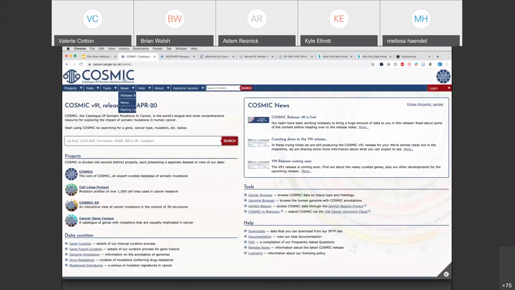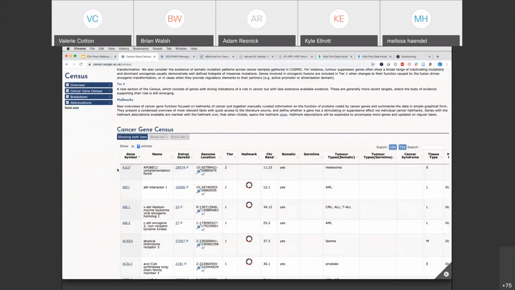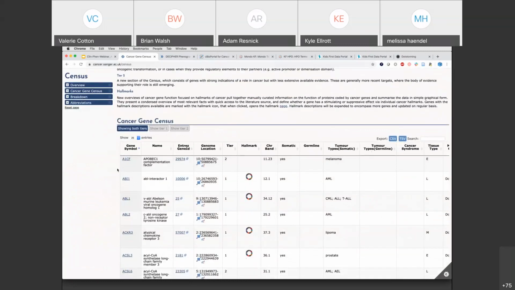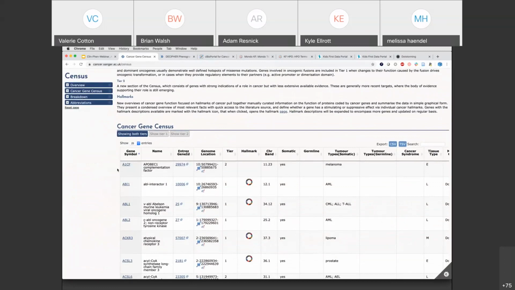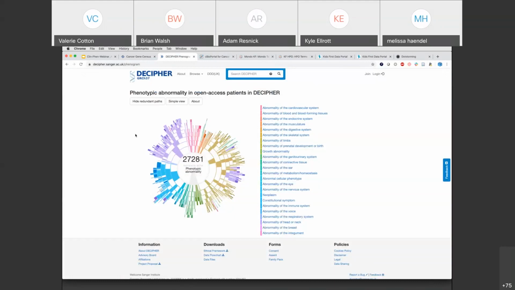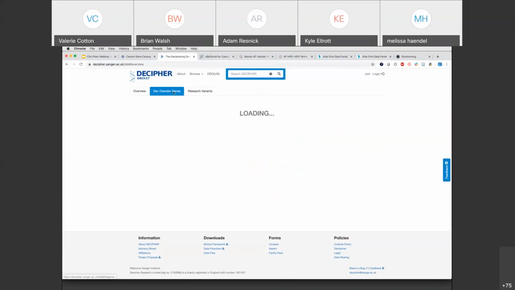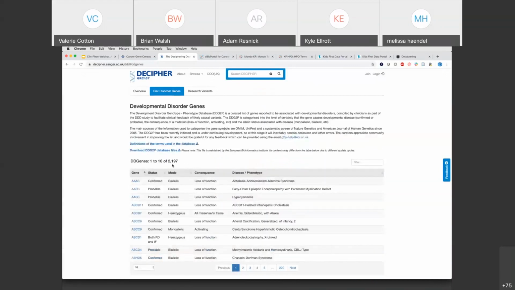COSMIC is a catalog of somatic mutations in cancer, and essentially they publish consensus lists of a curated list of bona fide, or thought to be bona fide, cancer genes. Similarly, DECIPHER has a really dedicated effort towards the phenotypic landscape and the developmental disease context, in ways that you can browse and download the data sets associated with particular genes and associated phenotypes.